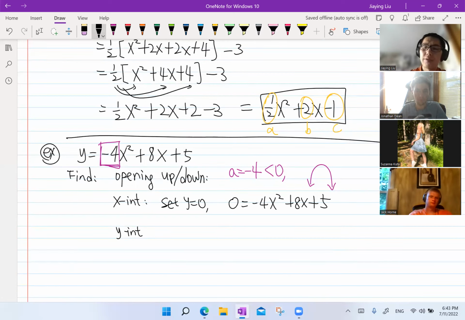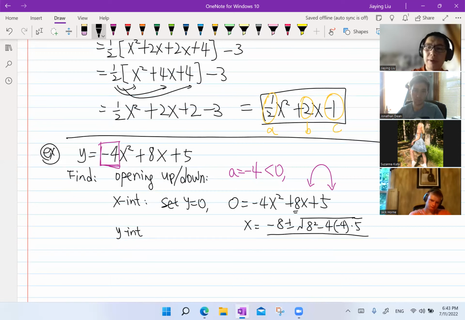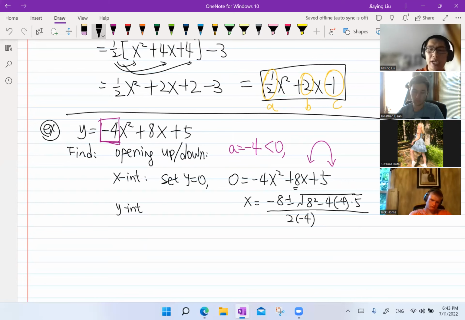So I'm going to give up on factoring. We might be able to factor this, but my brain can't work right now. So what I'm going to do is just use the quadratic formula. The quadratic formula says if I want to find x, x equals negative b, b is 8, so negative 8 plus minus the square root of b squared, 8 squared, minus 4ac, which is 4 times negative 4 times 5, and divide by 2a.